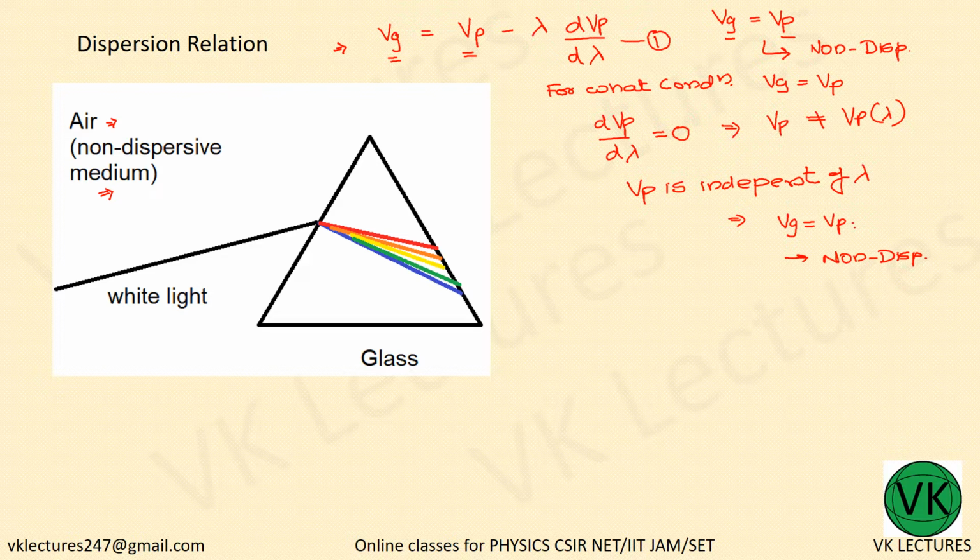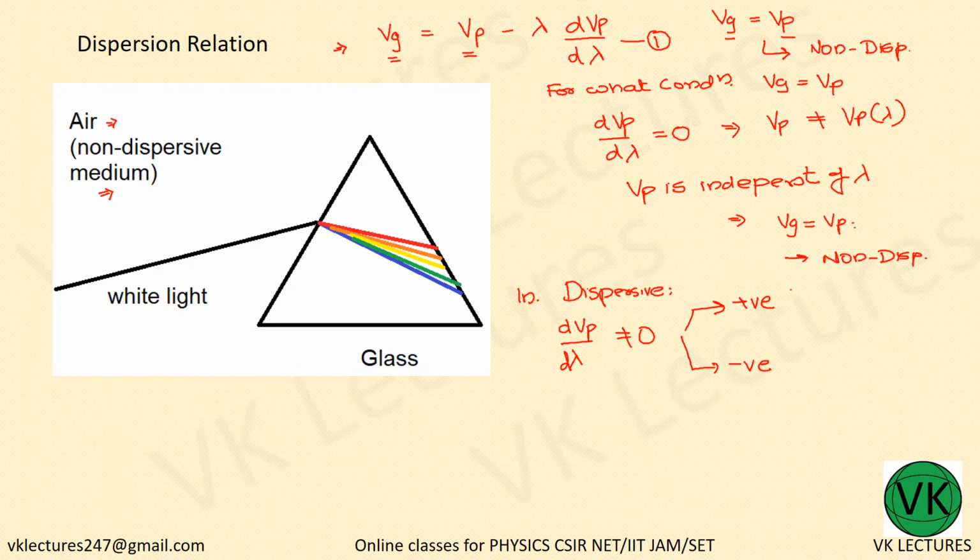Now in a dispersive medium, how do the parameters differ? So dVp by d lambda is not equal to 0. So there can be two possibilities. One can give you a positive value, another can give you a negative value. That means if it is not equal to 0, there are two options. Either it can be greater than 0 or less than 0.